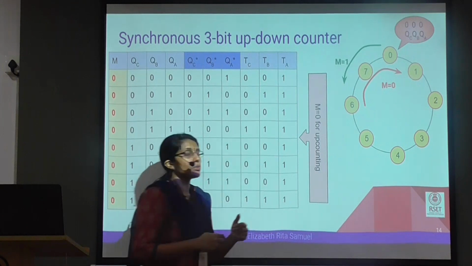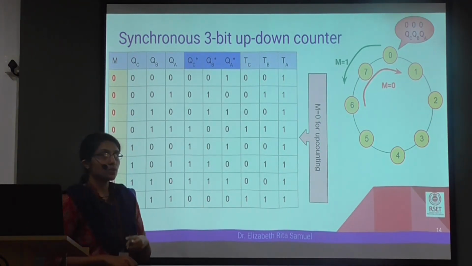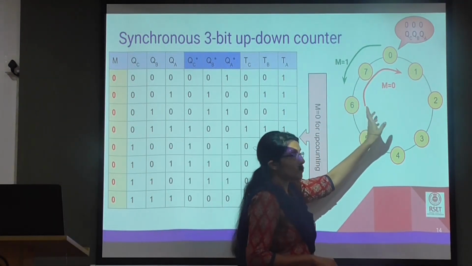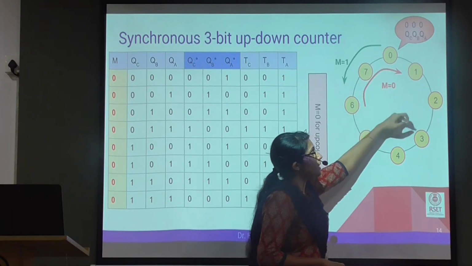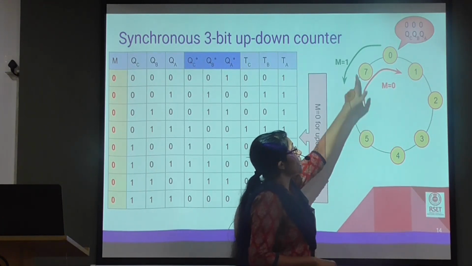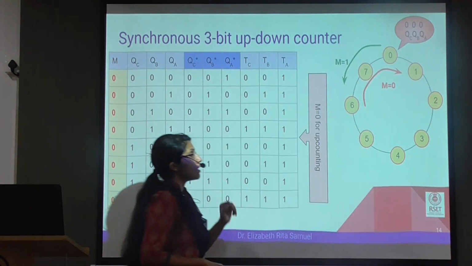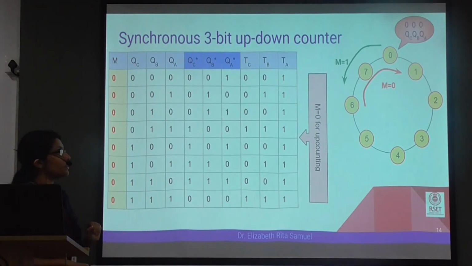So in order to choose which mode of counting we are going to, we use a control signal. When it is equal to 0, we are going in the up counting way, and when M is 1, we are going in the down counting way. So with that in mind, we can make the state transition table.